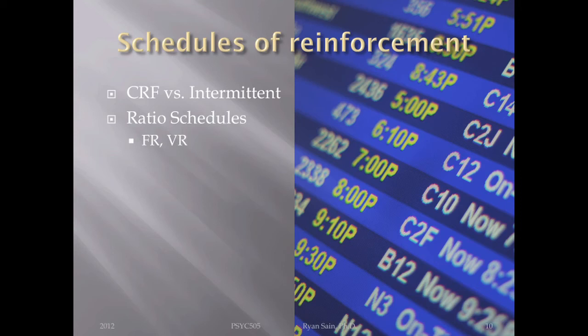Now, this is a little different, right? In that it's going to be an average number of responses. So if we're going a variable ratio of 5, we're saying that on average, every 5th response is going to be reinforced. Sometimes it'll be the first response, sometimes it'll be the 10th response, but on average, it's going to be every 5. So this is a long-term sort of schedule, and what do you see with it?